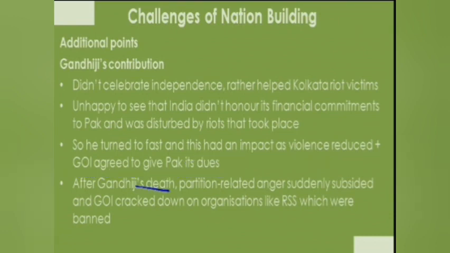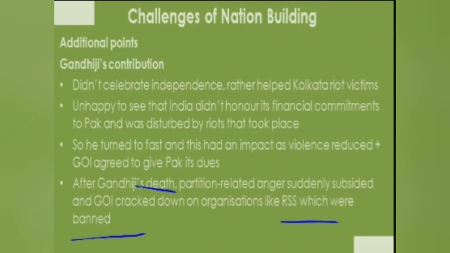After Gandhi's death, partition related anger suddenly subsided, and the government cracked down on organizations like the RSS, which were banned.